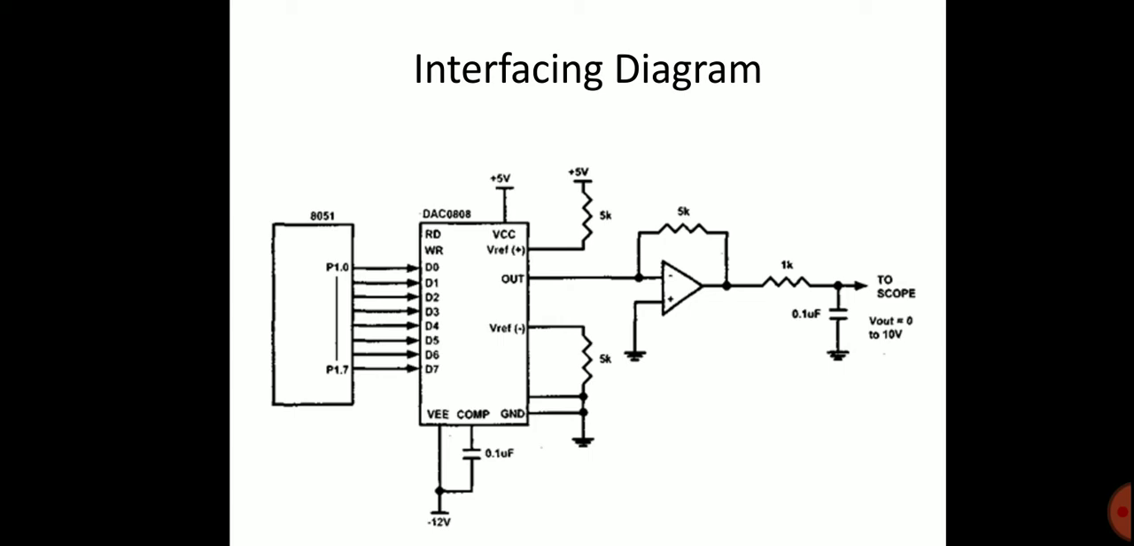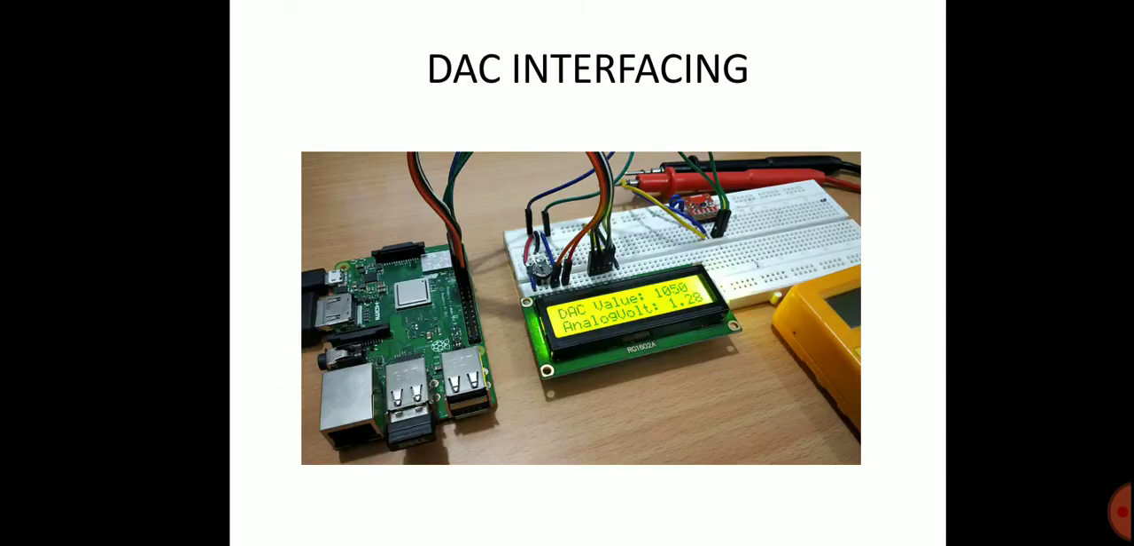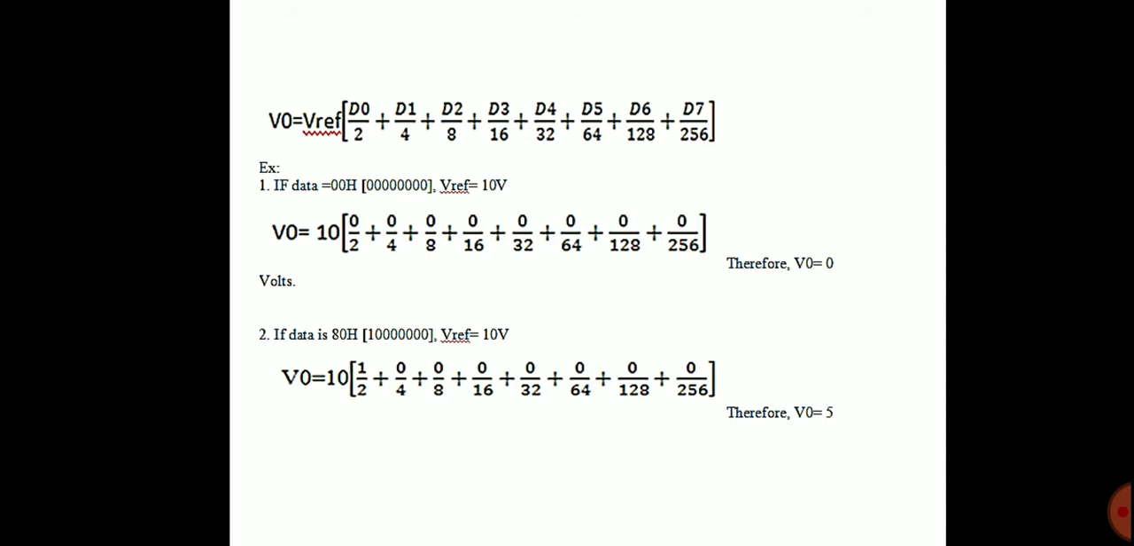Now we see the experiment of DAC interfacing with the 8051 microcontroller. For the DAC value of 10 H, the analog value of the voltage is 1.28. This voltage is generated as voltage or current and measured through the transistors. The output voltage is equal to the reference voltage times the digital value, D0 divided by 2 up to D7 divided by 256.